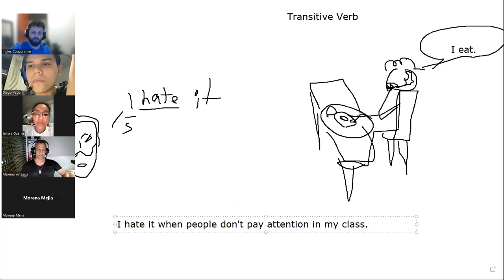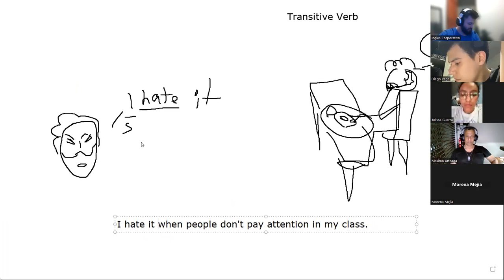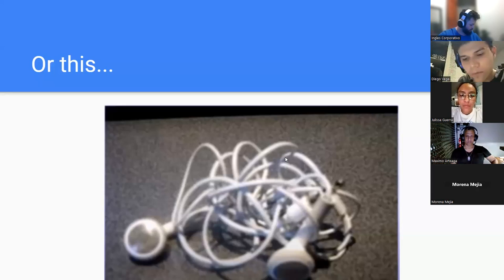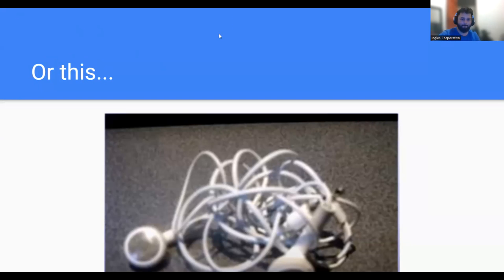Right? So let's go back to the presentation and let's take a look at more examples. So what would you say here? How do you call this? Earphone. Yeah. Those are some earphones, right? Well, what's going on with those earphones? They tangled. I think that's the word. They're tangled. Yes, they're tangled.